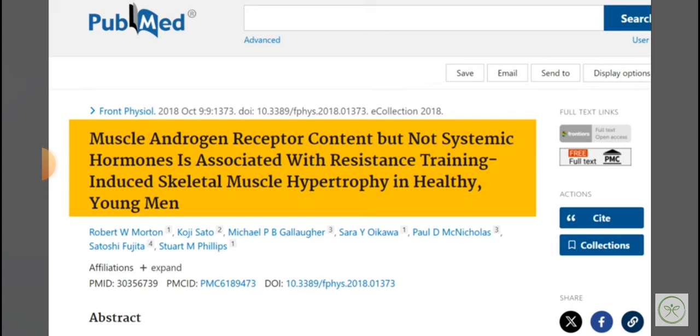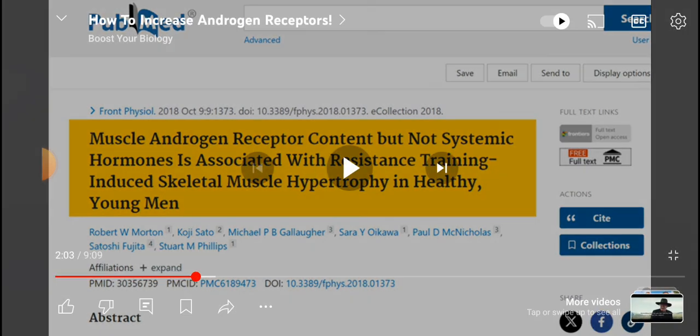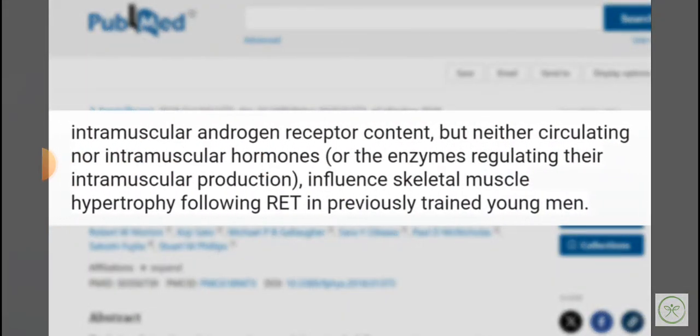That is just marvelous. It's the training that helps to make the androgen receptors if you're lifting weights. How about that? So if you lift weights, the androgen receptors, they'll appear or get bigger or thicker or whatever. Interesting. So they noted that intramuscular androgen receptor content, but neither circulating nor intramuscular hormones or the enzymes regulating their intramuscular production, influence skeletal muscle hypertrophy following RET in previously trained young men.